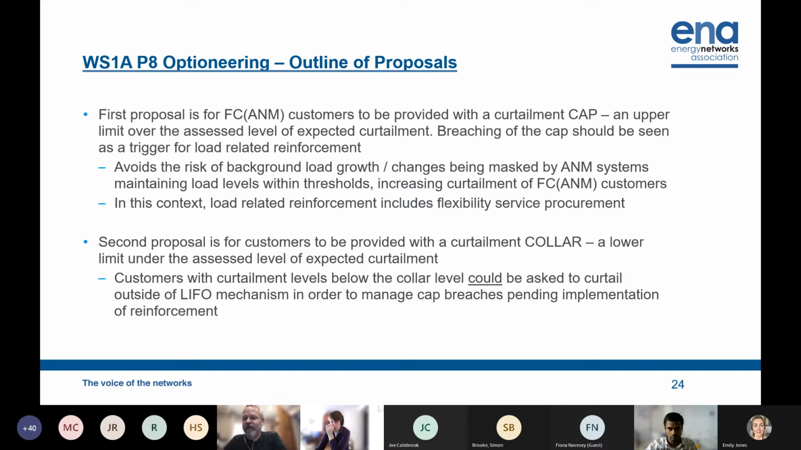In order to bracket risk at the other end and to help distribute benefits and risk more equitably along a LIFO stack, we're also proposing a collar. So this is curtailment instructions that can be issued by A&M systems outside of the normal LIFO mechanism, just in order to manage cap breaches whilst the required reinforcement is implemented, so to cover that time period.